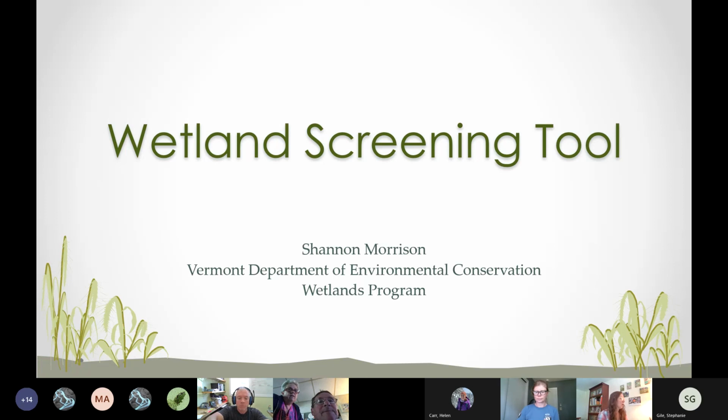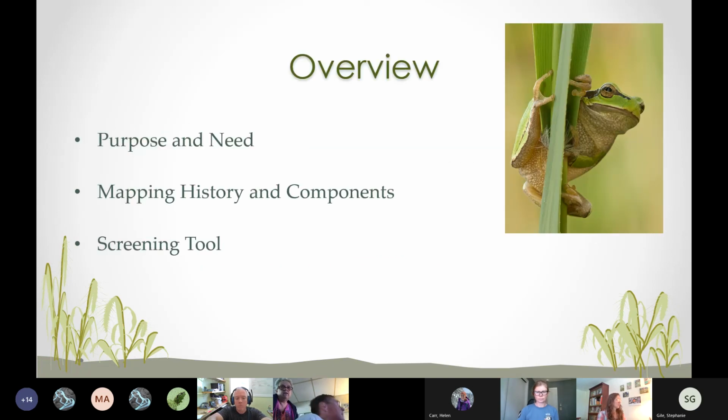Okay, so just to give you a quick glimpse of what we'll be talking about today, I want to talk a little bit about why we developed this tool. I will talk a little bit about some of the components and the mapping history with the Vermont Wetland Rules, and then we'll actually go over the screening tool.